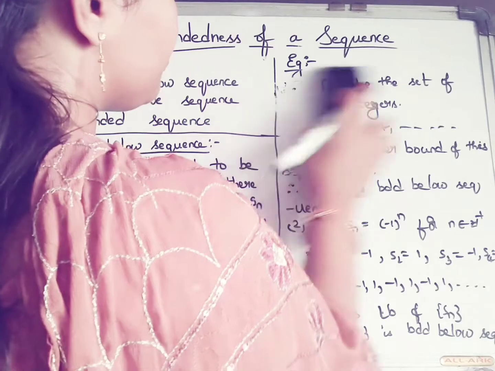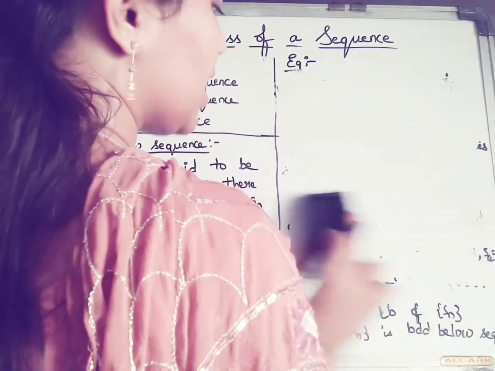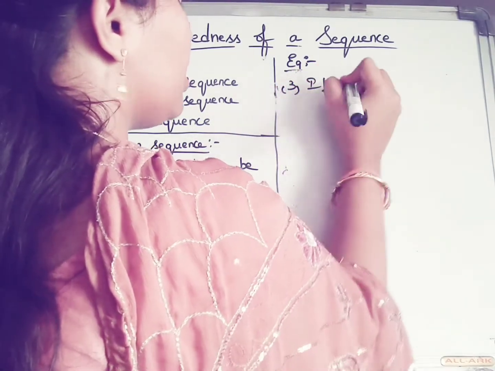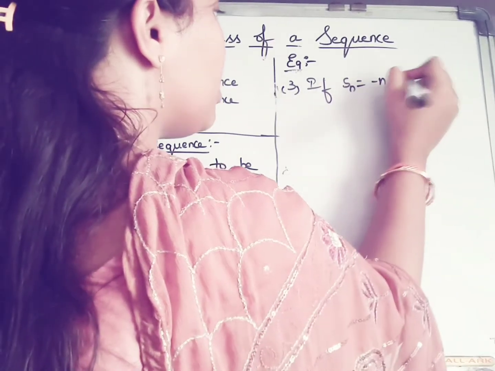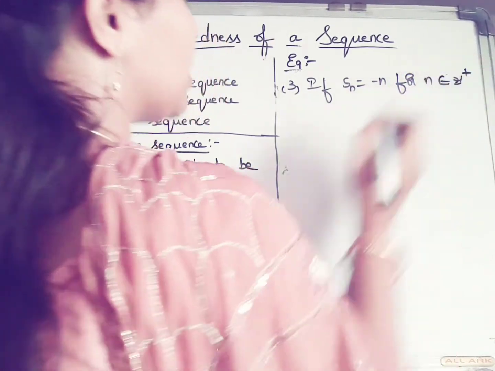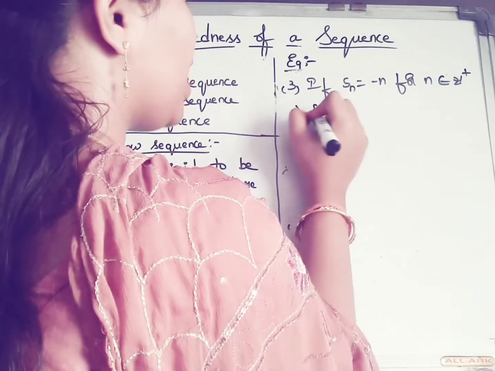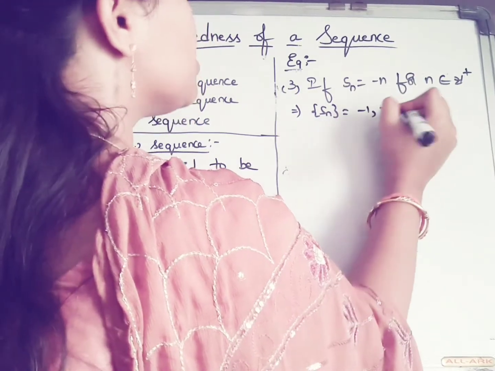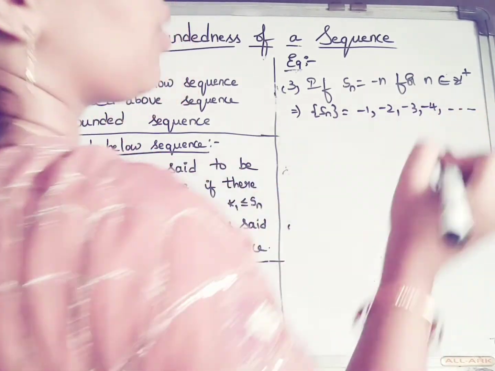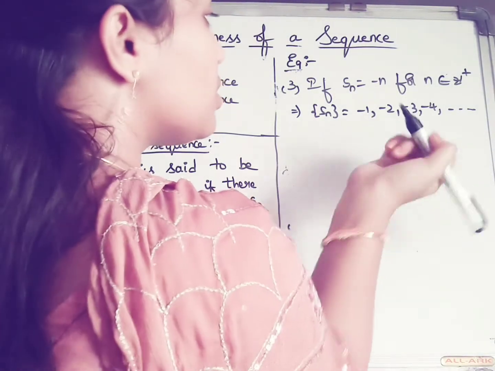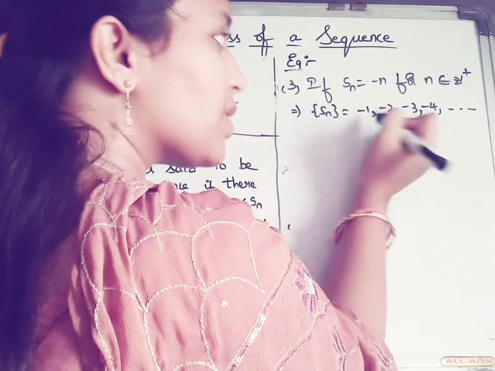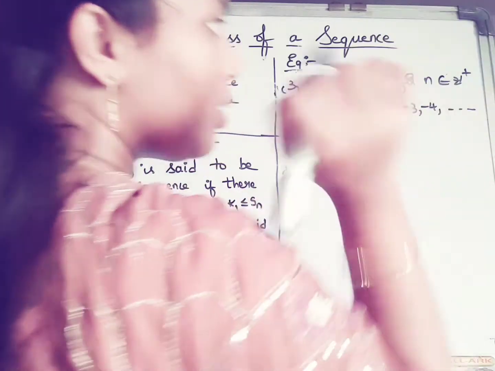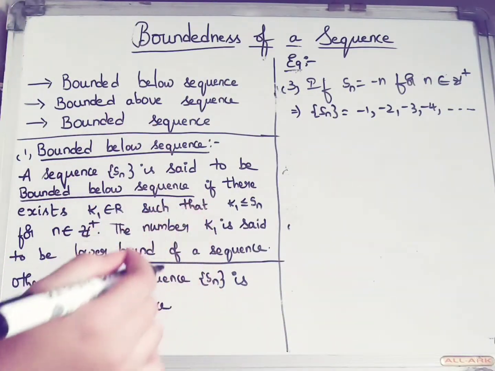For example, if Sn is equal to minus n for n belongs to Z plus, then we have the sequence Sn equals minus n. S1 value is minus 1, minus 2, minus 3, minus 4 and so on, right? So minus 2 is less than or equal to minus 1, minus 3 is less than or equal to minus 2, minus 4 is less than or equal to minus 3, and so on up to infinity. So there is no chance to find a lower bound.